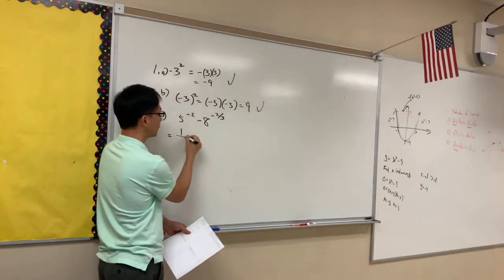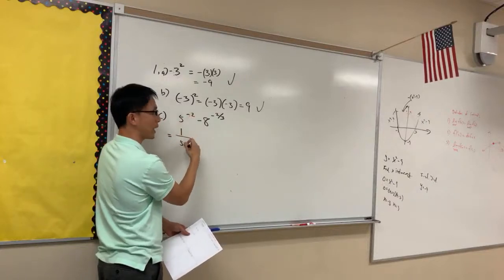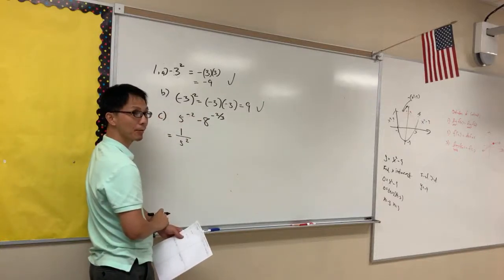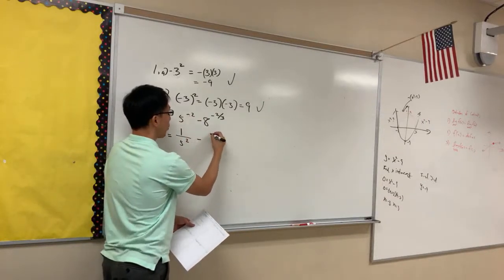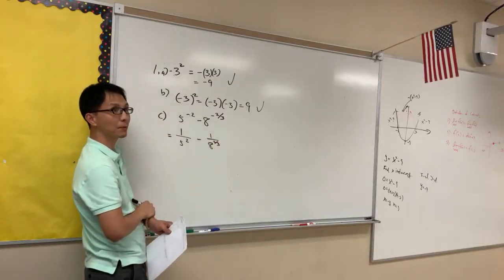One over what? No, not negative. If you change it to the other side, it becomes positive. Does this make sense? Yes. And then that's going to be 1 over 8 to the 2/3. That becomes positive.